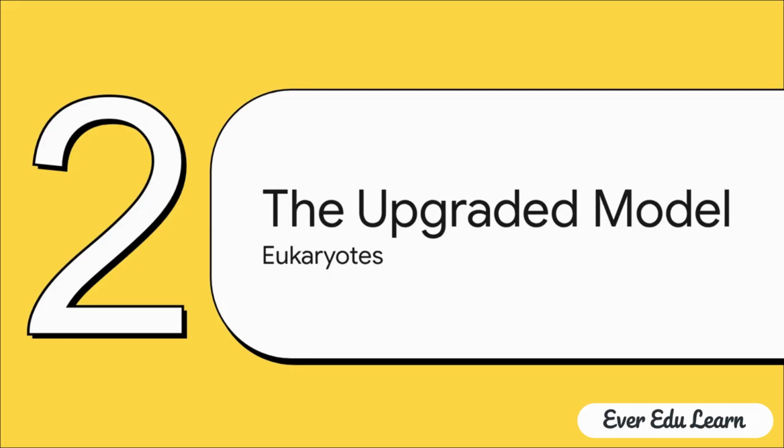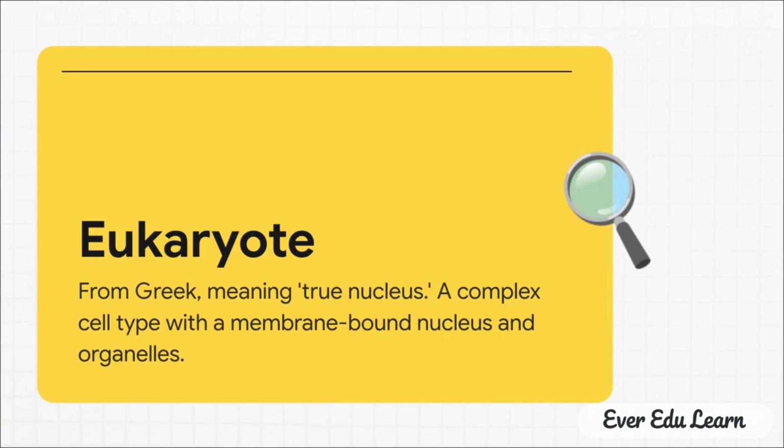But of course, life didn't just stop there. Evolution came up with an upgrade, a much more complex, much more organized model. This is the eukaryotic cell. And again, the name is a dead giveaway. Eukaryote means true nucleus, and this is the absolute game changer. A proper, membrane-enclosed safe for the cell's precious genetic code, its DNA.